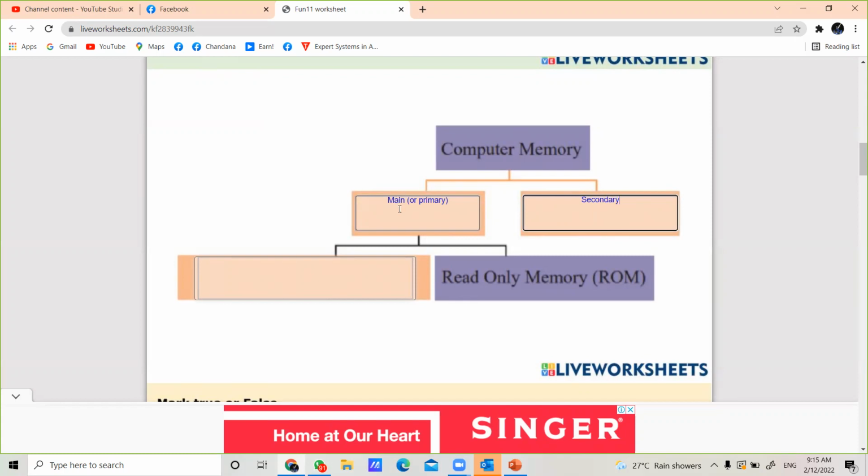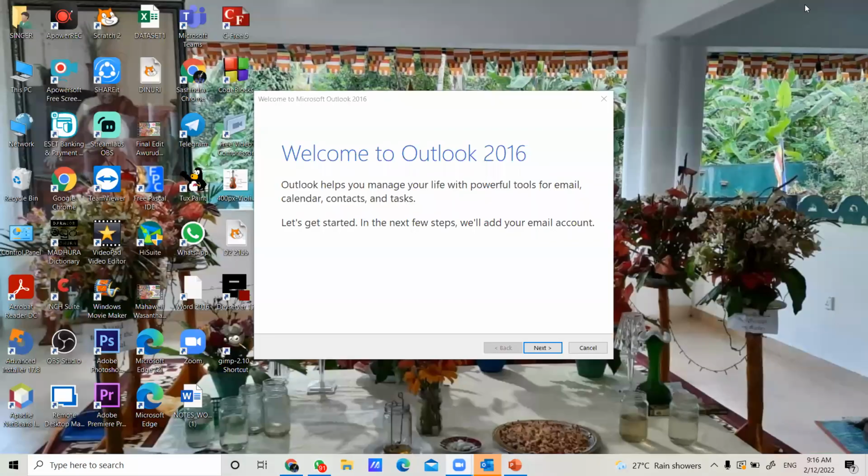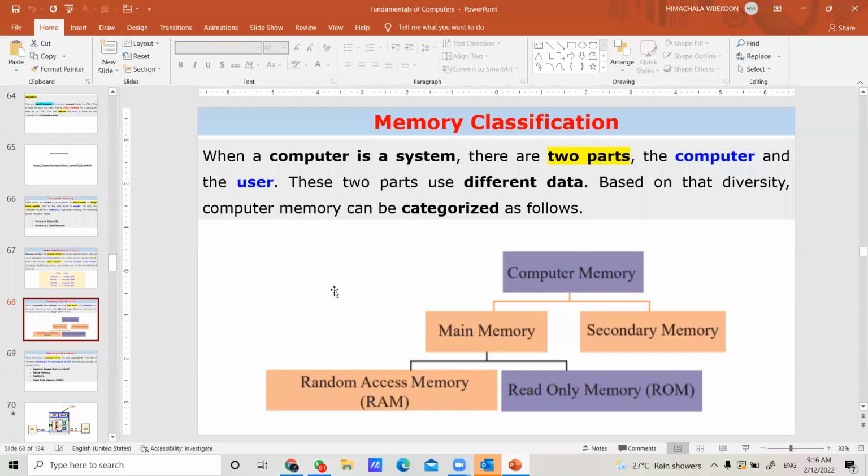If you consider the primary or main memory, this will again be divided into two parts. Read only memory, one section is already given here. The other part is RAM, random access memory. In that way, you can divide the memory. It's the memory hierarchy. There are more memories you should identify, but these are the main ones. Right. Okay. Then we'll move back to the presentation.